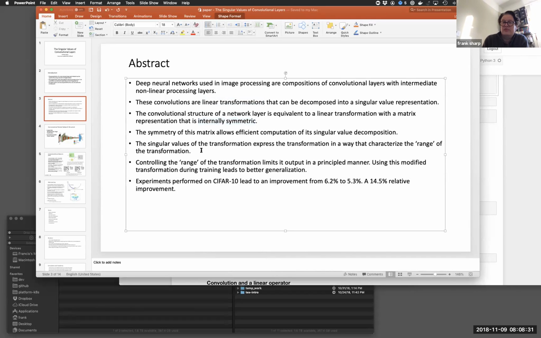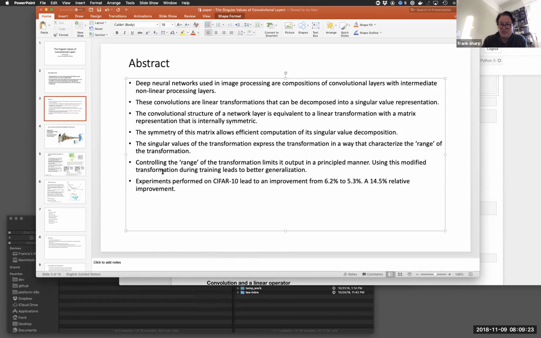And also this SVD representation allows us to look at the transformation in factors. And in one of the factors, it's very apparent what the range of the transformation is. So this SVD allows us to characterize the range of the transformation. And then if we can characterize it, then we can control the range of the transformation and limit its output in a principled manner. Principled meaning that we understand the transformation, and so we can control it.